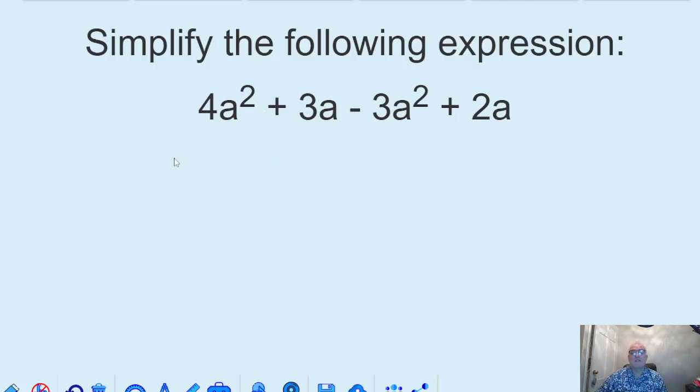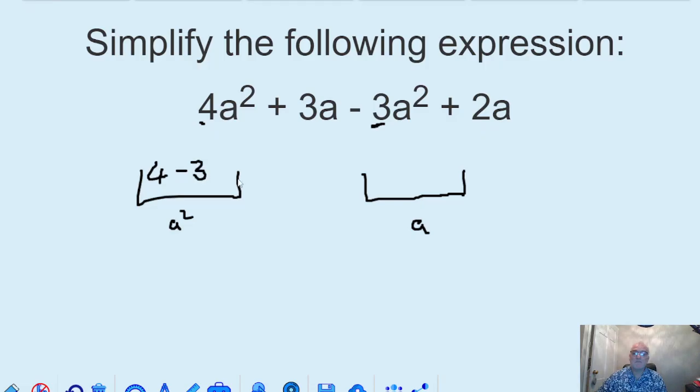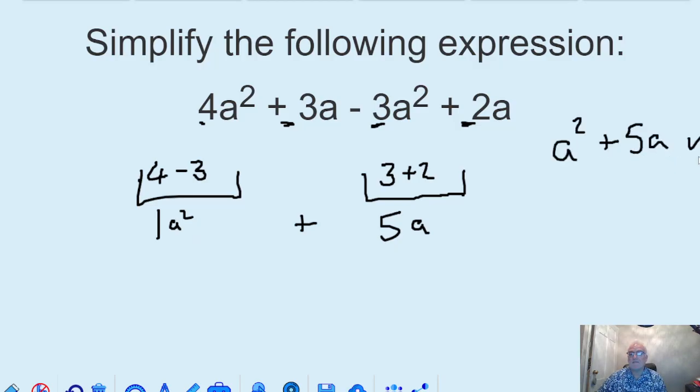Okay, let's see how you did. So I've got A squareds and I've got A's. My A squareds for a start, I've got 4 and I've got take away 3, minus 3 of them. So 4 take away 3 gives me 1 lot of A squareds, and then I've got 3 lots of A's and I'm adding 2 more. So 3 add 2 gives me 5. So my answer is A squared plus 5A.